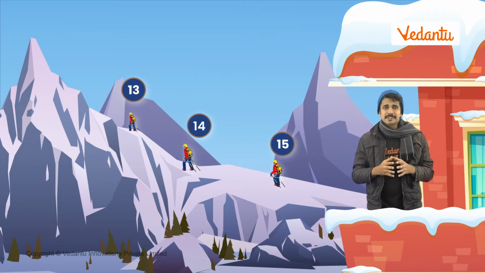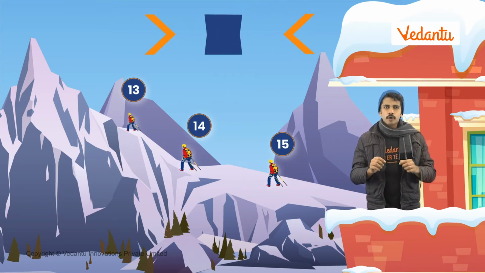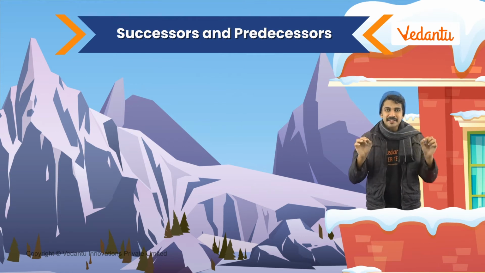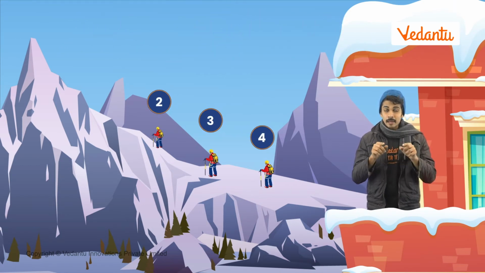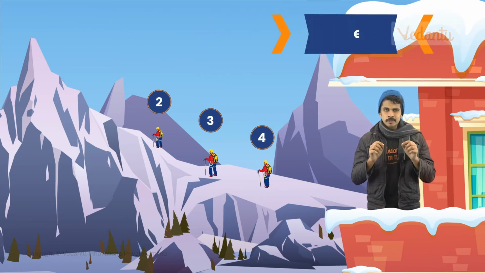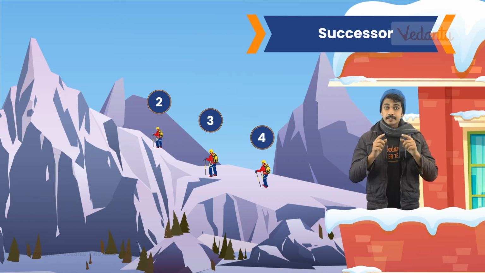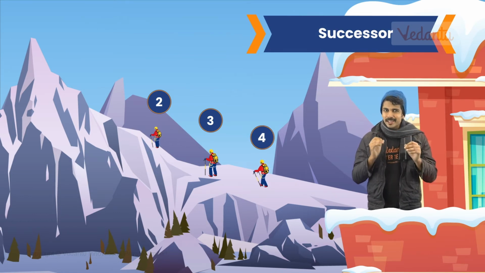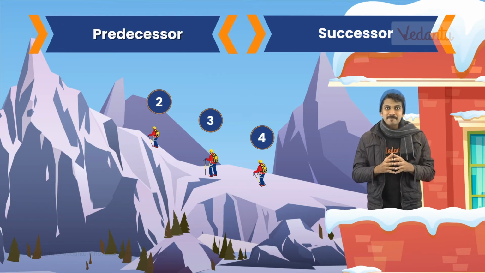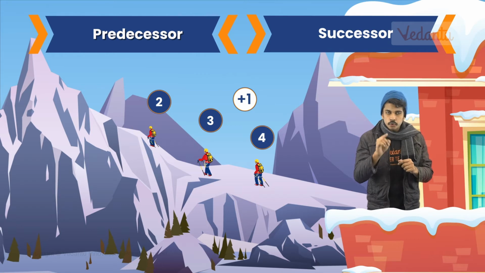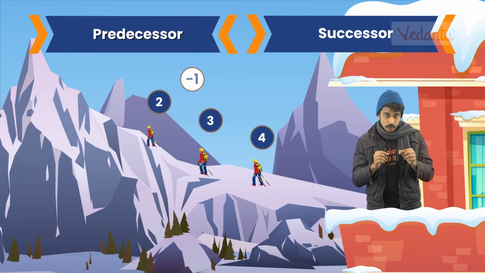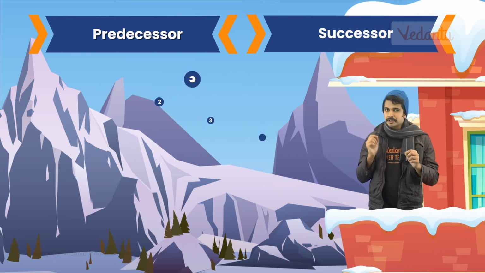So what are these numbers which are after and before called? These numbers are called successors and predecessors respectively. You might have guessed that much from the title of the video. The number which is just after the given number is called its successor. The number which is just before a given number is called its predecessor. We can find the successor by adding 1 to the number. Subtracting 1 from the number, we can get the predecessor.